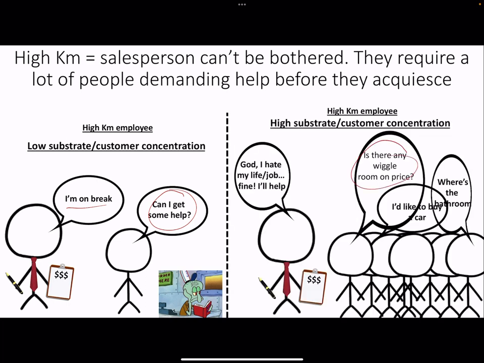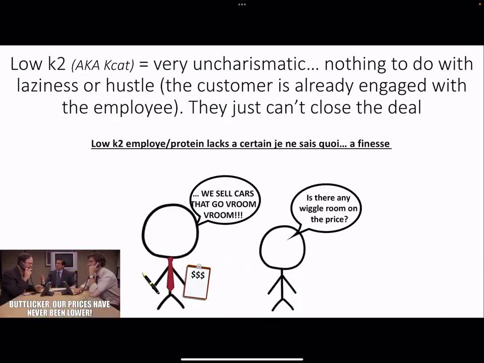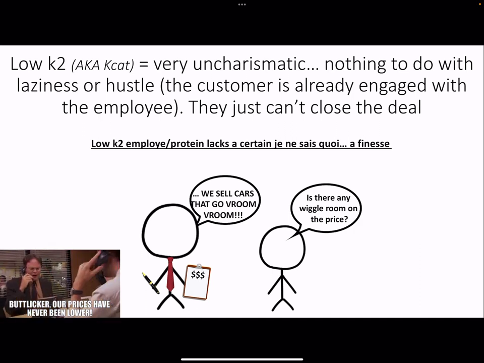However, if there's like 1 million people all saying, hey, I need help, there's 30 people and not that many salespeople. The salespeople are like, ugh, fine. There's just so much demand, even though I don't want to. Now I'll help you, right? Because you're in my face. I tried hiding in the coffee room. I tried hiding in the bathroom, but the customers are relentless. They found me and they're forcing me to help them try to buy a car. That is different than K2, also known as KCAT.